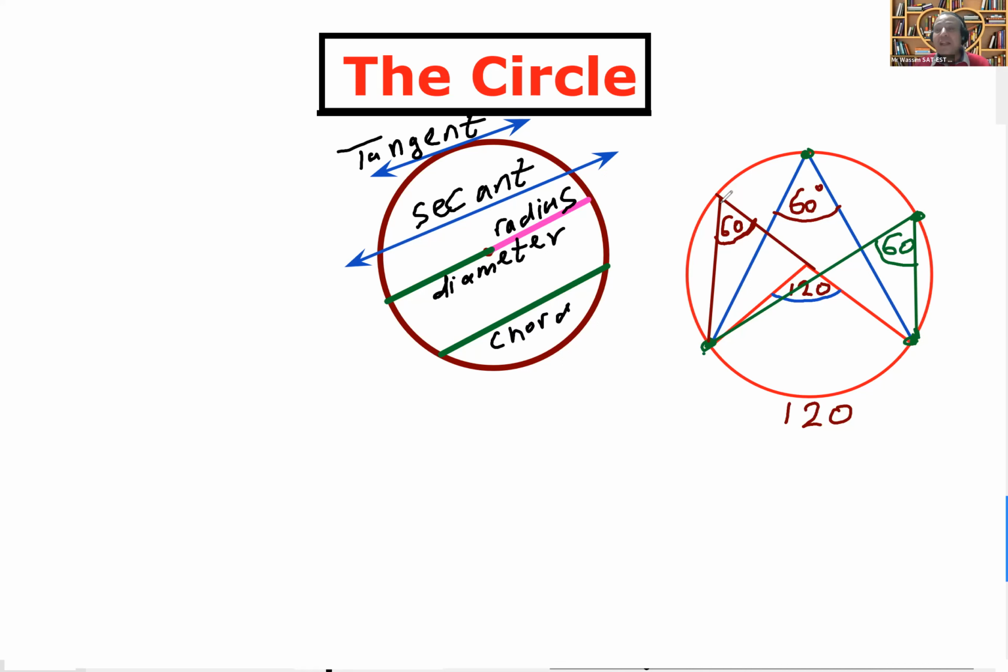So we now have a theorem. It says that inscribed angles subtended by the same arc are equal in measure. Why? Because all of them have the same subtended arc. 120 يبقى 60, 120 يبقى 60, 120 يبقى 60. Right? طيب. Let's move to another one.